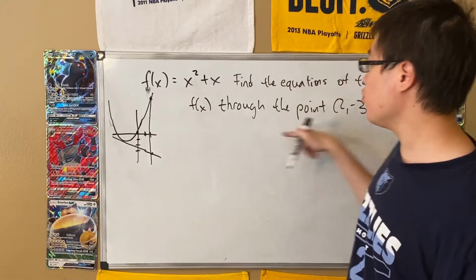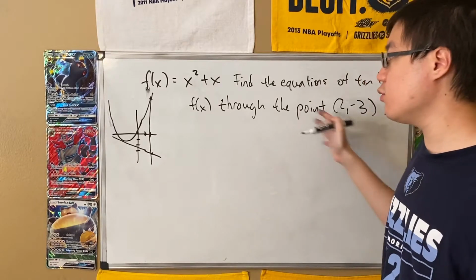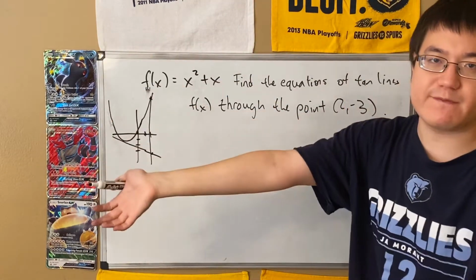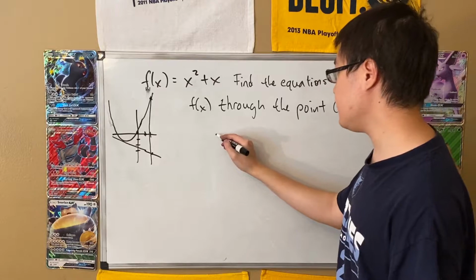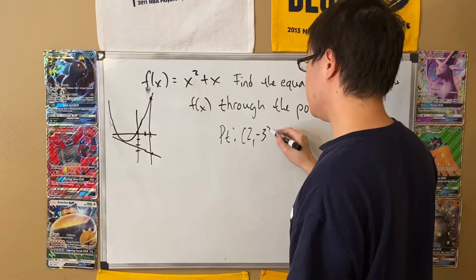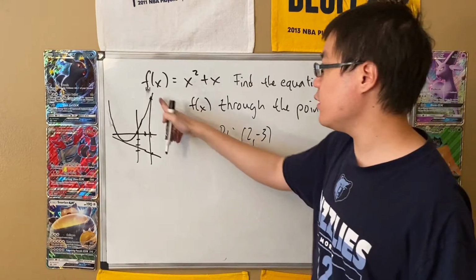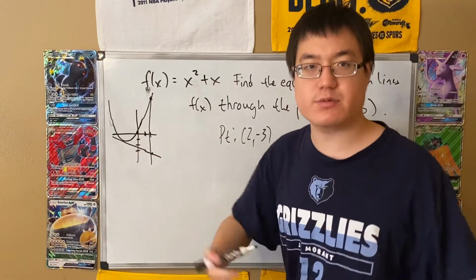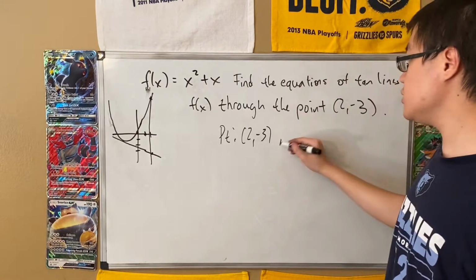Well, for both lines, one of the points is going to be (2, -3), the one that's off the curve, and we're going to hope to find the ones that are on the curve. So this is going to be my first point, (2, -3). The problem is that I don't know the point on this guy right here. I don't know this point. That's really what we're trying to find, but we can label it in general.